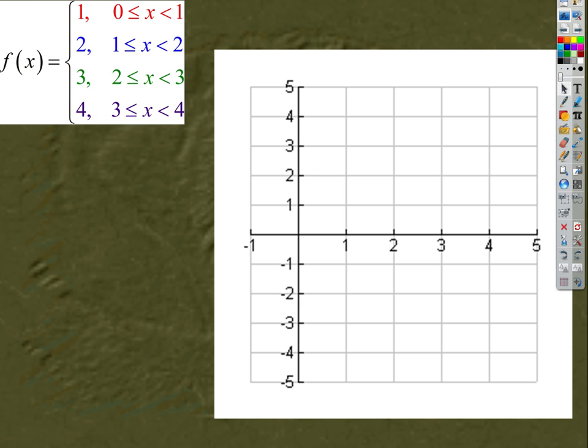Now let's focus on the red piece. Only look at the red line first, the red row. That's one piece of this function. Remember, there's 2 parts to each row, to each piece. The comma is what separates those. The equation is always on the left, and then the domain, which tells you where it's switched on, is on the right. Well, the equation's pretty simple for that first one. What is it? Y equals 1.